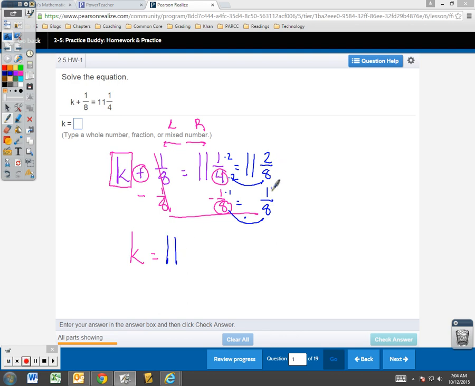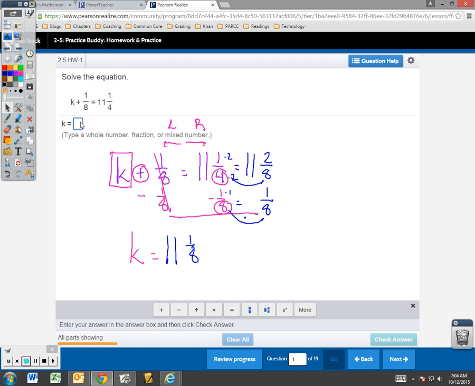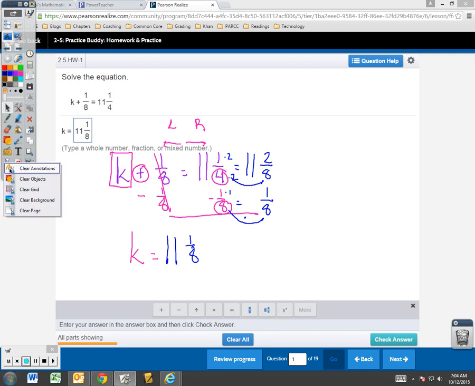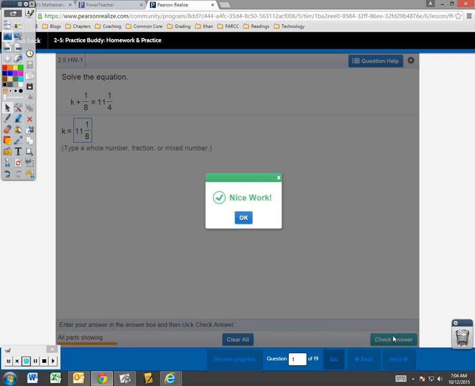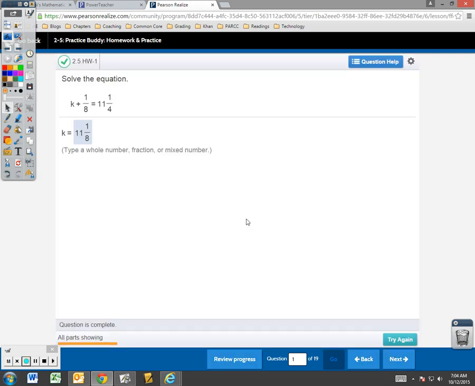We have 2 minus 1 is 1. We have 11 and 1/8. Now it says type as a whole number, fraction, or mixed number. So my thought is we go 11 and 1/8. Let me erase my drawings here and let's hit check my answer. And hey, we're right. Let's go to the next one.